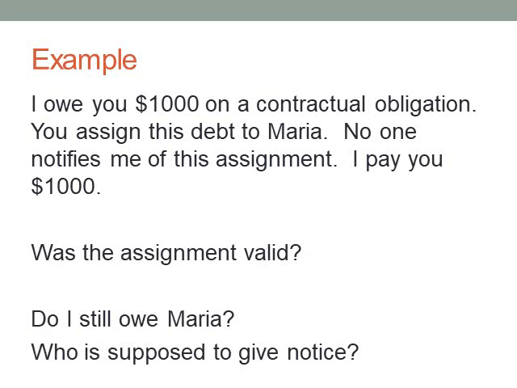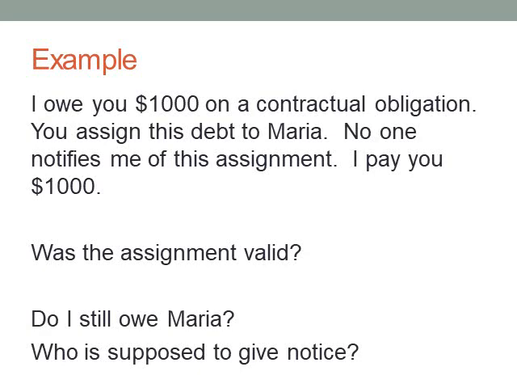So, example, I owe you $1,000 on a contractual obligation. You assign this debt to Maria. No one notifies me of this assignment, and I pay you $1,000. My first question is, was the assignment valid? Yes. It's valid once it's entered into. Do I still owe Maria? That is the question. No. My payment to you discharged the debt because I wasn't given notice of the assignment.